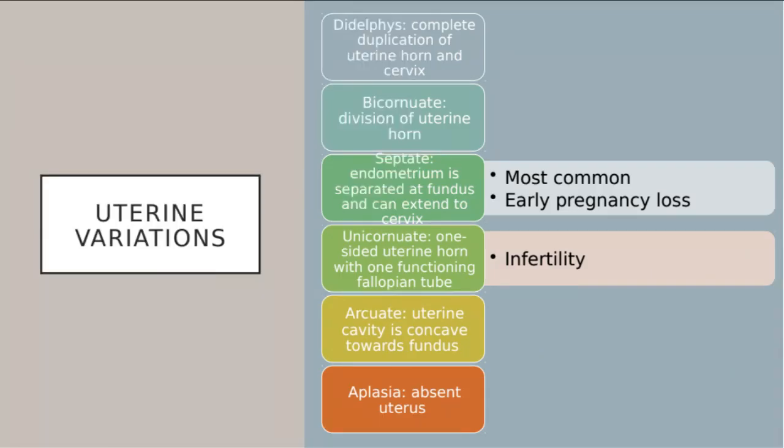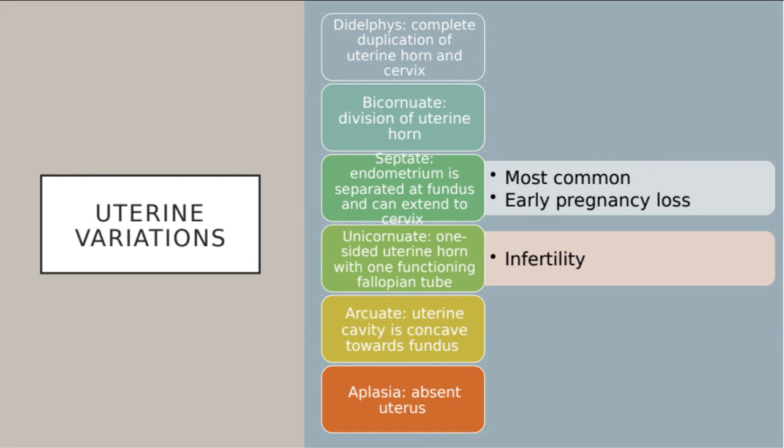So uterine variations, this is something that we should remember from our GYN lectures, but we have all of these different types of anatomic variations that women can have. A lot of women don't even know that they have any of this until they're trying to get pregnant. Didelphys is the complete duplication of the uterine horn and cervix. Bicornuate is the division of our uterine horn. Septate is going to be our most common, and we're going to see this a lot with early pregnancy losses. This is when the endometrium is separated at the top, so at the fundus, and that separation can extend all the way down into the cervix.